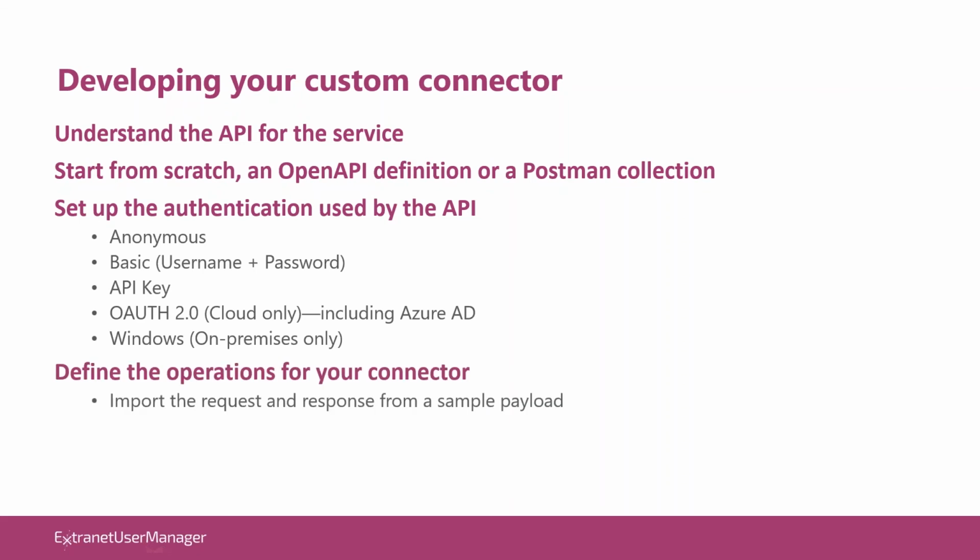Then you need to define the operations for your connector. The definition that you brought in may be much broader than what you're looking to do. Maybe there's only a couple of functions in that API that you actually want to leverage in the custom connector. You can trim that down.